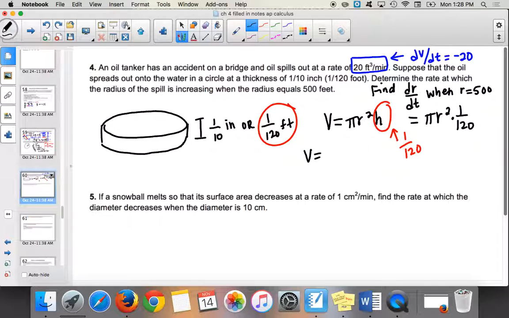All right, so pi times 1/120 is going to be pi over 120, and then r squared. Now we take the derivative. So dv over dt is equal to, you can keep that pi over 120 out front if you want, and just take the derivative of r squared, which is 2r dr over dt.